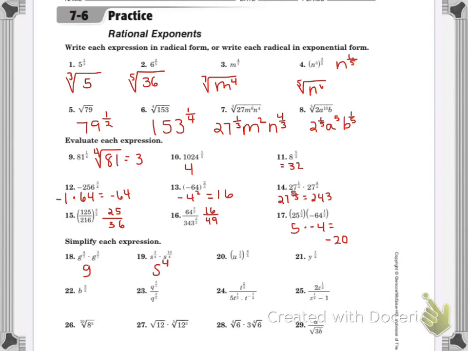Number 20, that rule is not adding. That is multiplying. Okay, see the difference? Number 18, how it's separated. Number 20, how it's side by side. Different rules, okay? You have a power with a power. You want to multiply those. 1 times 4 is 4. 3 times 5 is 15. So I'm going to end up with u to the 4/15.